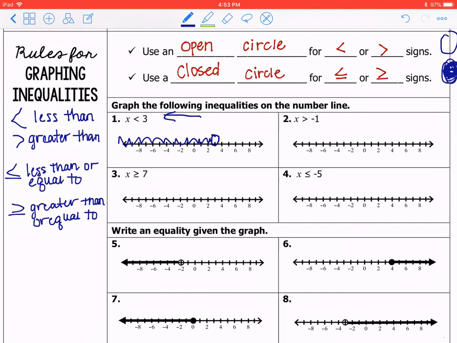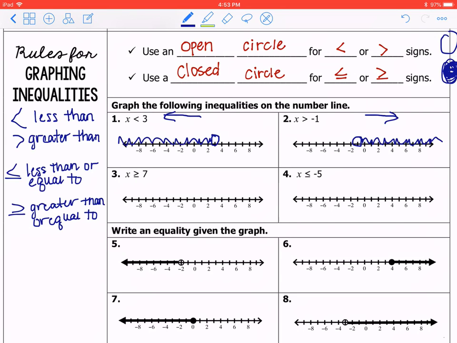For number 2, it's x is greater than -1. So find -1. It's an open circle. And if the inequality is pointing that way, again, think of it as an arrow, and you are going to shade right.